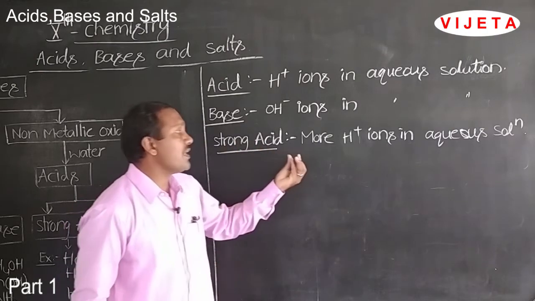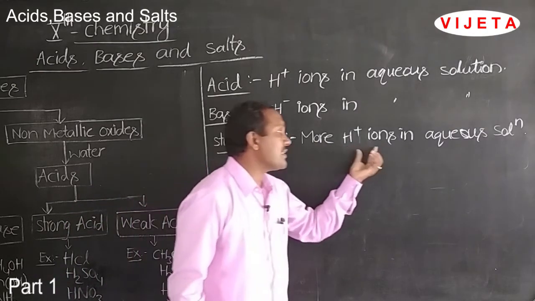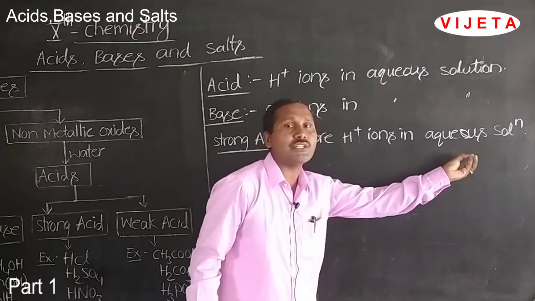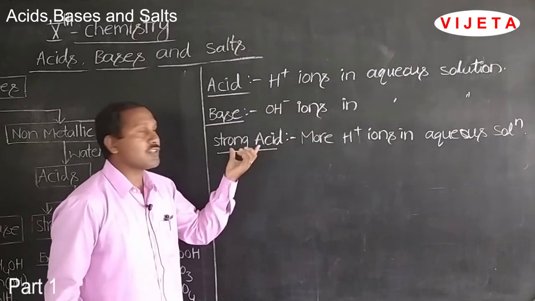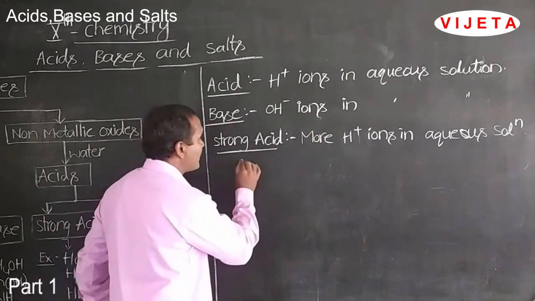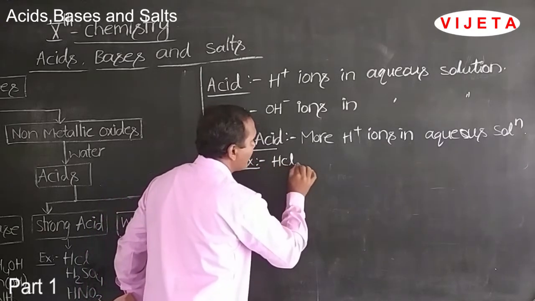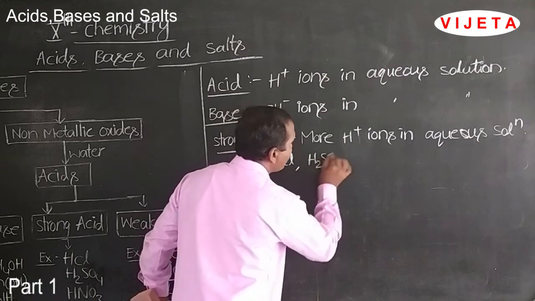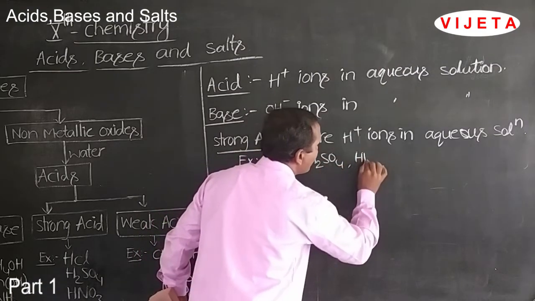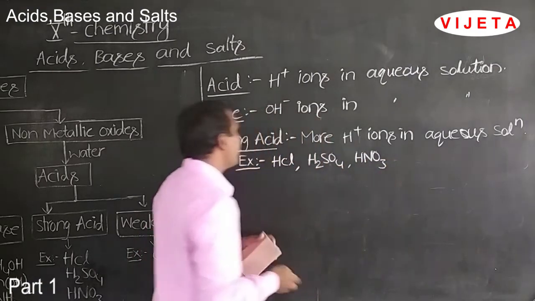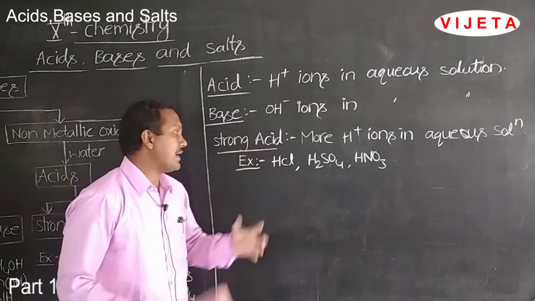Next one, strong acid. Simply we can say that more H+ ions in aqueous solution is called a strong acid. Some examples are HCl, H2SO4, HNO3.